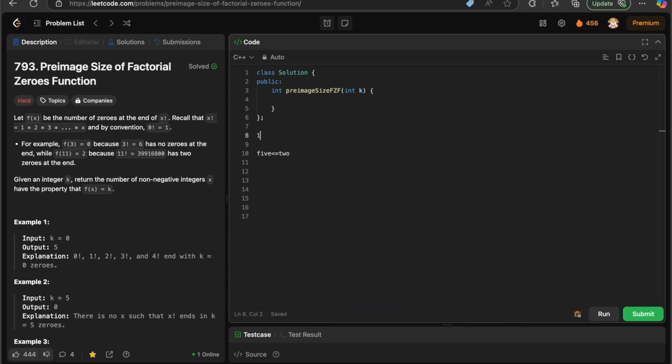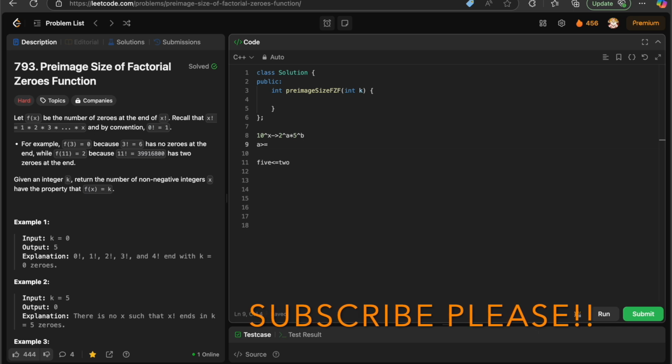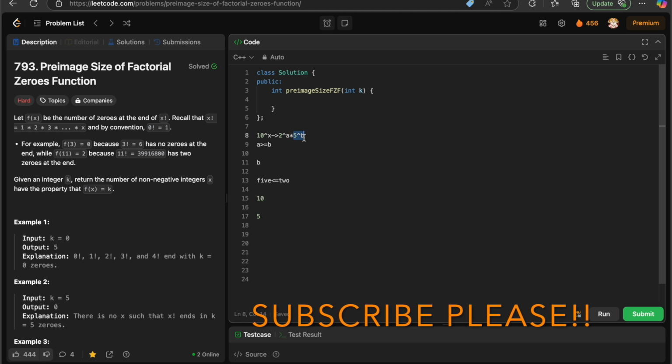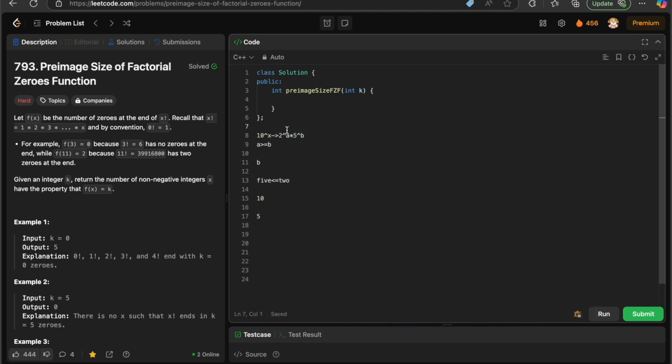And because 10 can be represented as 2 to the power a into 5 to the power b, and a will always be greater than or equal to b, we only need to count the total number of b. For example, if the total count of 5s is 10, then there will be 10 zeros at the end of the factorial. If it is 5, there will be 5 zeros at the end of the factorial. So we only need to count the total number of 5s. Now our problem has been reduced to counting the number of 5s.